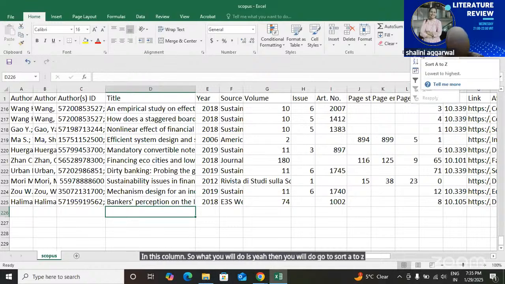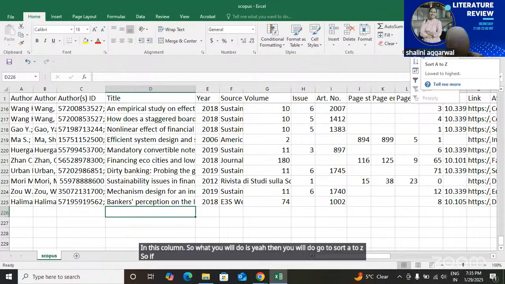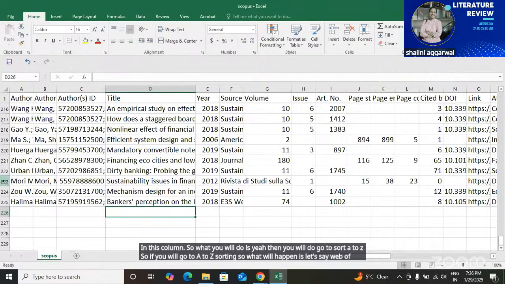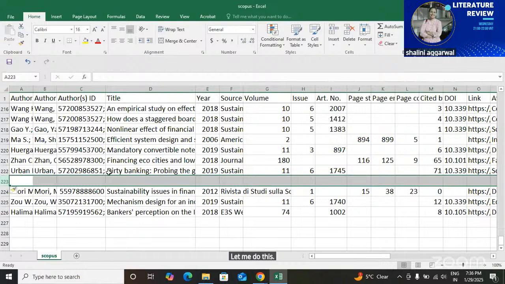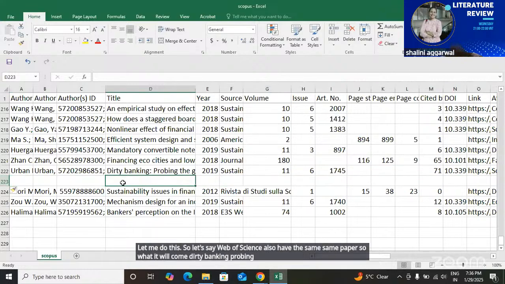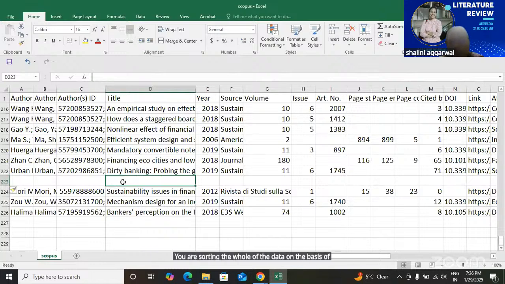So if you go to A to Z sorting, let's say Web of Science also has the same paper. So what will come is the dirty banking probing. The dirty banking record will again come here. Duplication will be there, na? Because of Web of Science, and because you're sorting the whole data on the basis of the title. You are sorting the whole of the data on the basis of the title. Are you getting me about this?